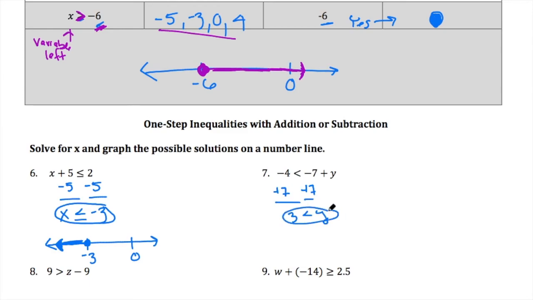All right, solve here by adding 7. That's half our answer: 3 is less than y. And we're going to make our number line 0, 3, open circle this time on 3, because 3 does not work for 3 is less than y. And then we make our arrow to the right.